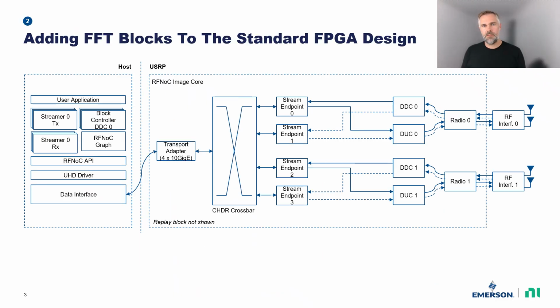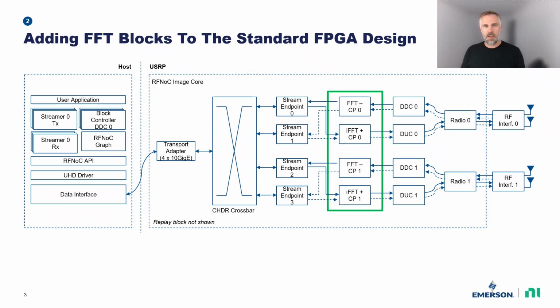More specifically, we want to get from a standard shipping FPGA design for USRP X410 to a design where we add FFT and cyclic prefix processing statically into the data path. For that purpose, we are going to create a copy of the standard image core YAML file, and then we show how to modify each section in there.